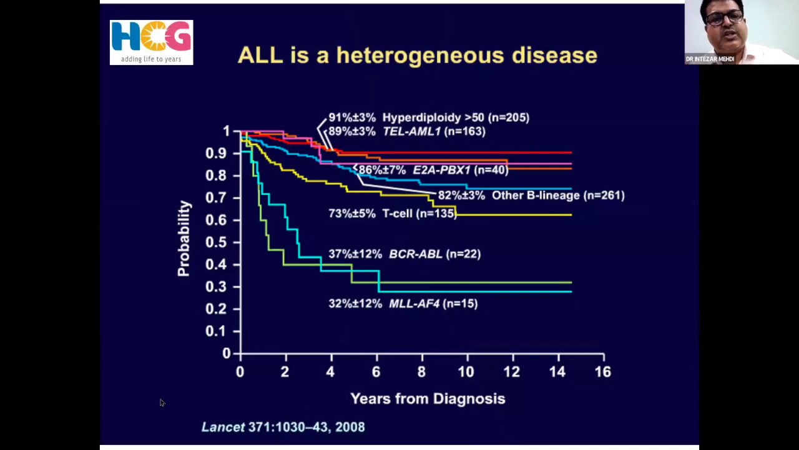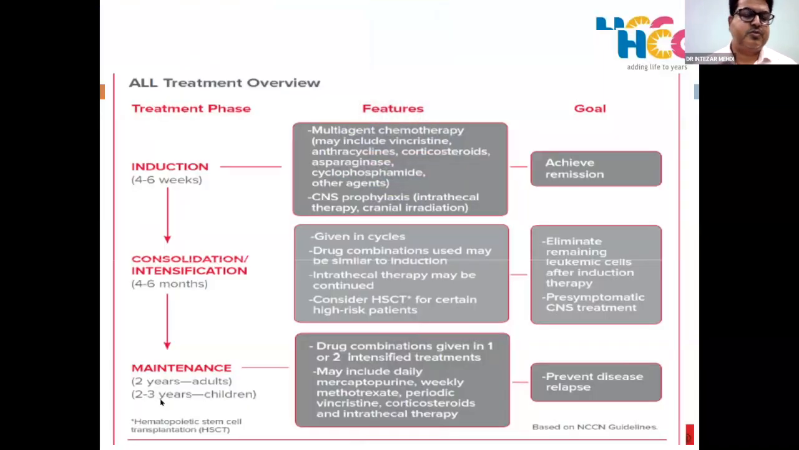Now, as you can see, ALL is a very heterogeneous disease. You have cure rates in excess of 90%, especially in hyperdiploid ALL and TEL-AML ALL. And you have dismal outcomes in patients right at the bottom of the picture. You can see 30% odd in patients who have infantile leukemia, especially with MLL gene variant.